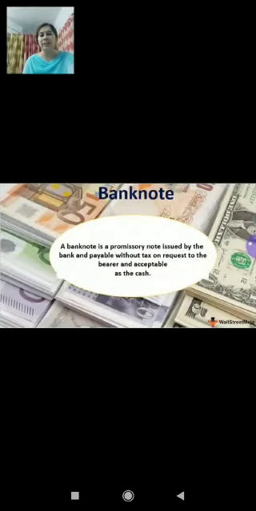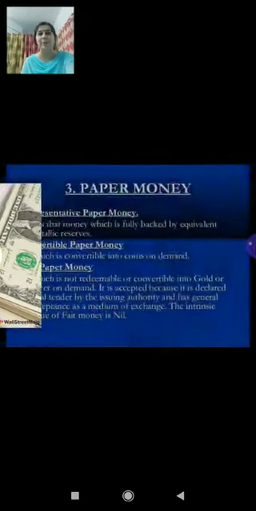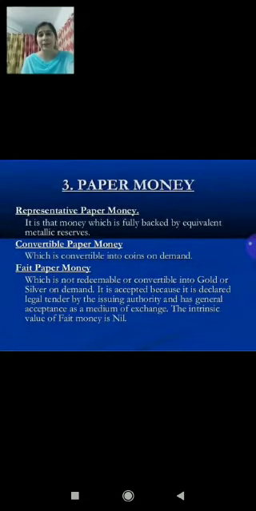Now the second topic which I want you to know about is banknote. Banknote is a promissory note issued by the bank and payable without tax on request to the bearer and acceptable as cash, right children? You all know about banknotes. Next, paper money. Children, regarding paper money, you need to know about representative paper money, convertible paper money and fiat paper money, okay?